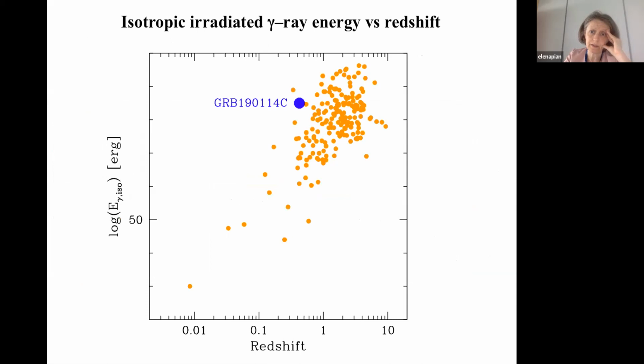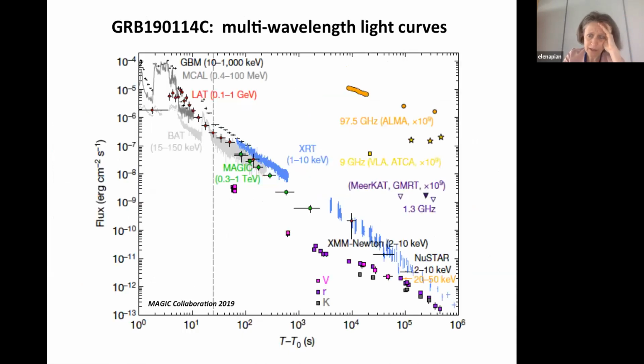This is the isotropically radiated energy in gamma rays. It's a very respectable gamma ray burst, not one of the most energetic, but still very respectable in gamma rays. This is a view graph of the multi-wavelength follow-up, multi-wavelength light curves of this object between radio and TeV.